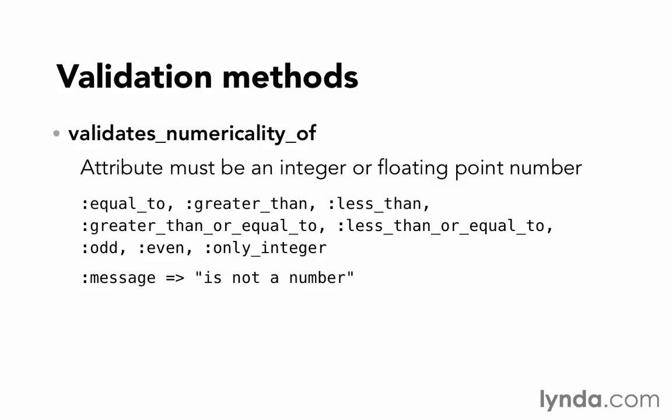We also have a validation for validates numericality of. Here we're making sure that something is a number, either an integer or a floating point number. In addition to checking that it is a number, we can also validate the value of that number by passing in options for equal to, greater than, less than, greater than or equal to, or less than or equal to. We can also test if the number is odd or even, or use only integer if we don't want to allow floating point numbers, but only integers. In every case, the default message is attribute is not a number. You would likely want to customize it if you were using one of those other options.